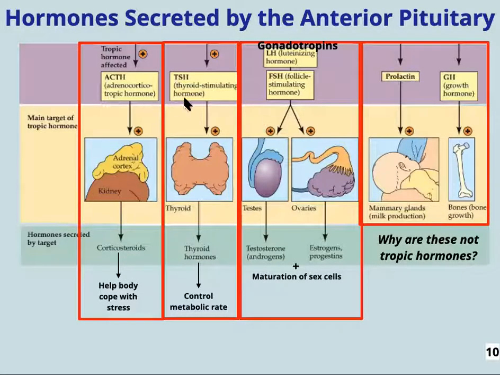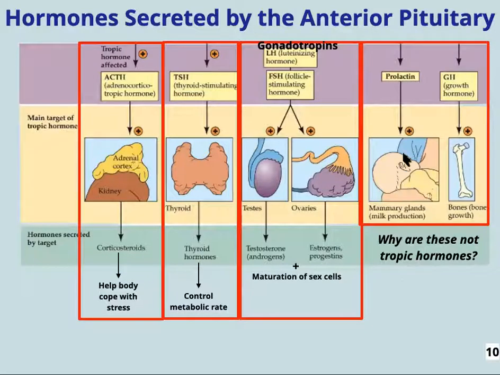So TSH stimulates thyroid to release thyroid hormone, which then has an important role in regulation of metabolic rate. Whereas gonadotropins, LH and FSH, stimulate the gonads, that means testes in men, ovaries in women, leading to the secretion of sex hormones as well as maturation of sex cells. So in these cases, ACTH, TSH, and LH, FSH, these are all examples of tropic hormones.